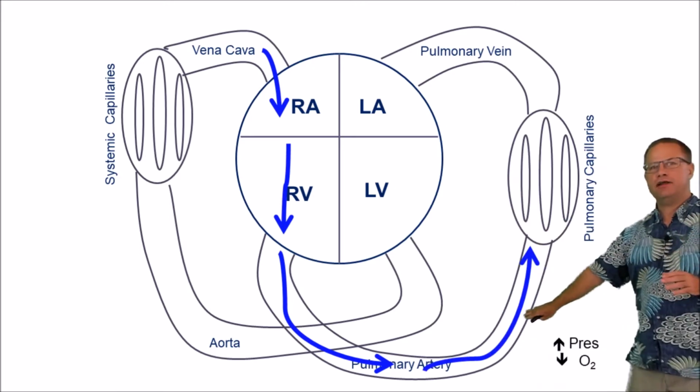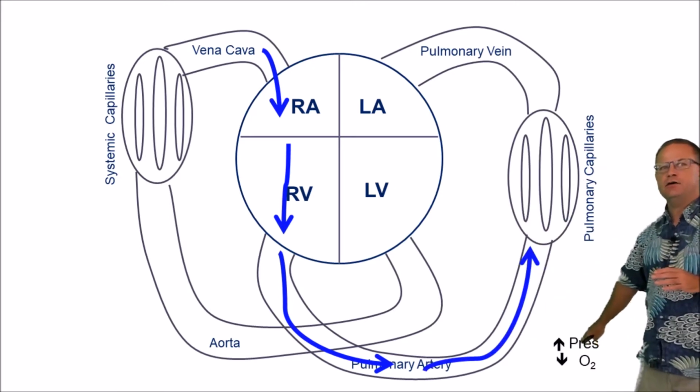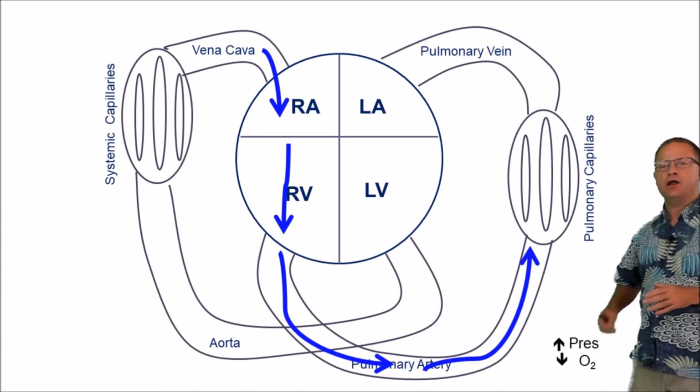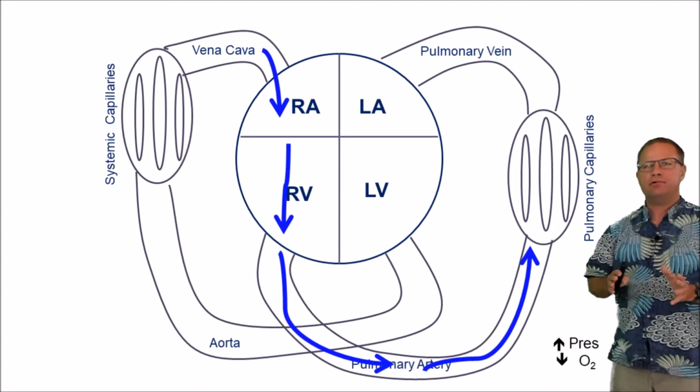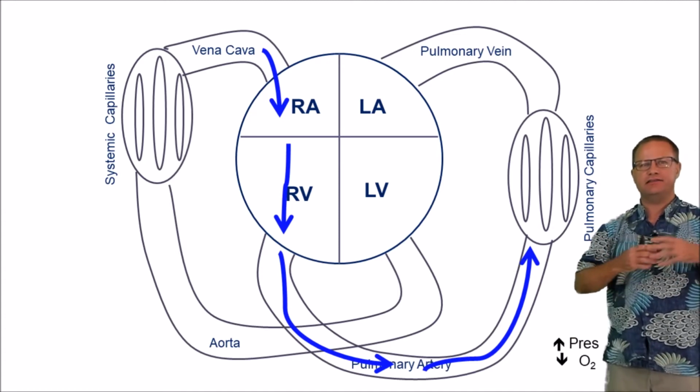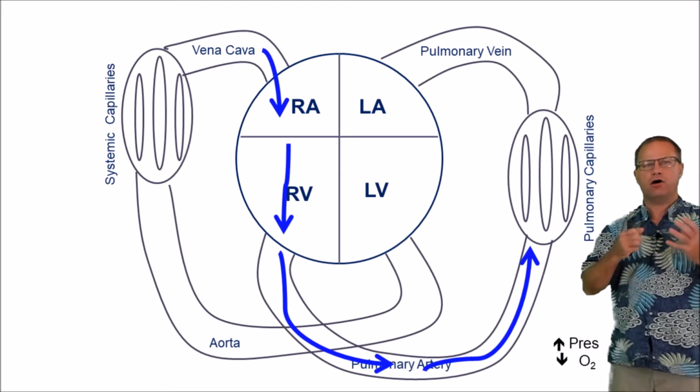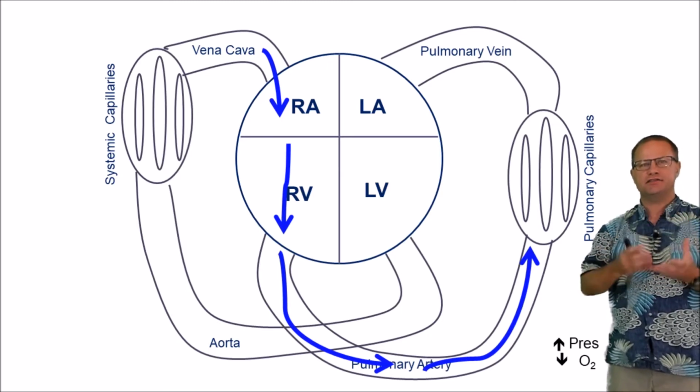Now, it's important to point out the oxygenation, which is down here. We said it's low oxygen, but it's high pressure. Why is it high pressure? Well, it's high pressure because we just compressed all that blood in the ventricle and generated the pressure as the heart contracted in the process of systole.